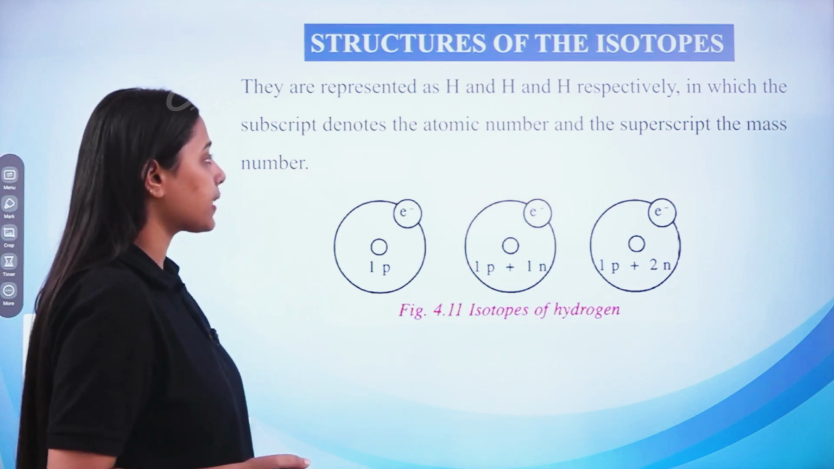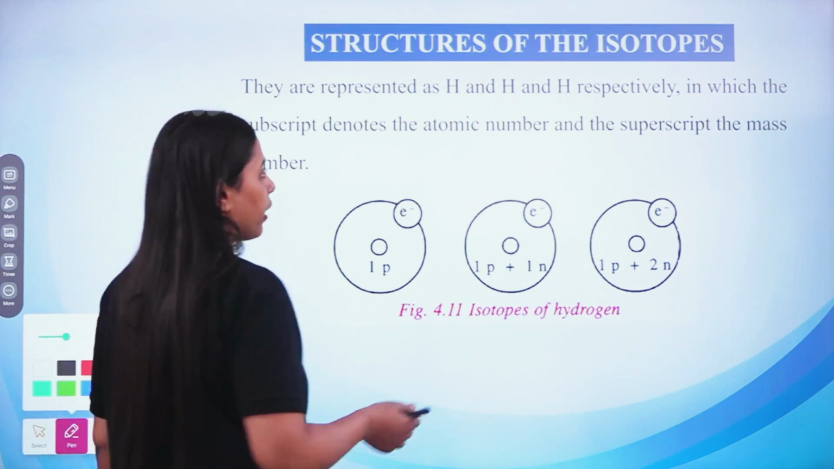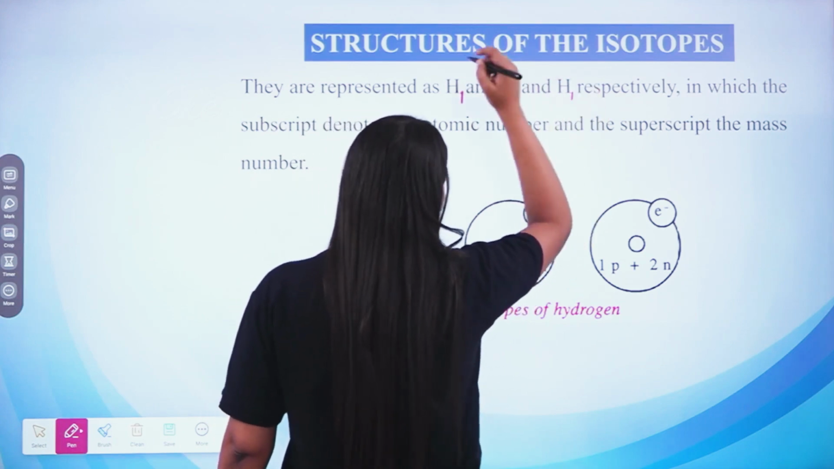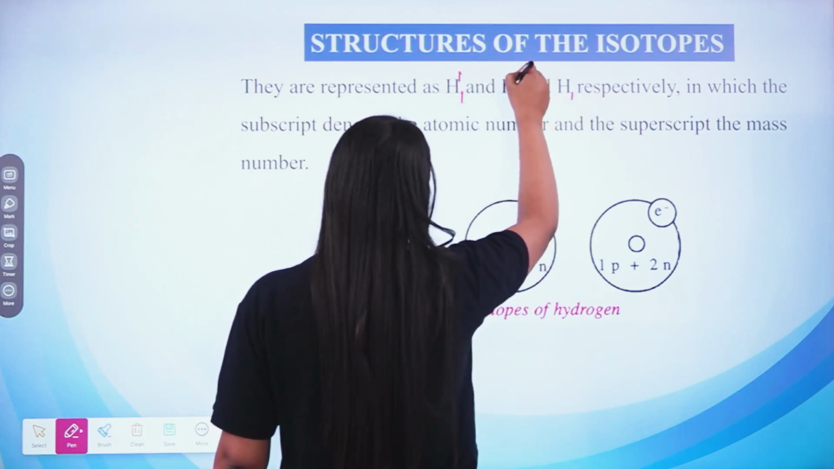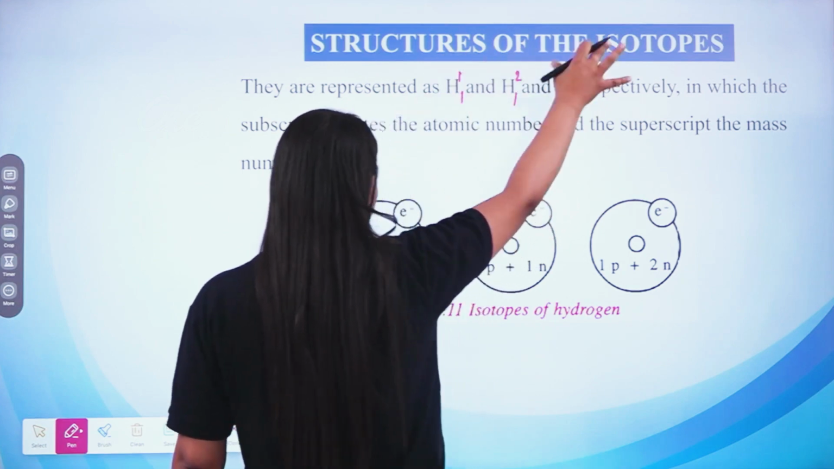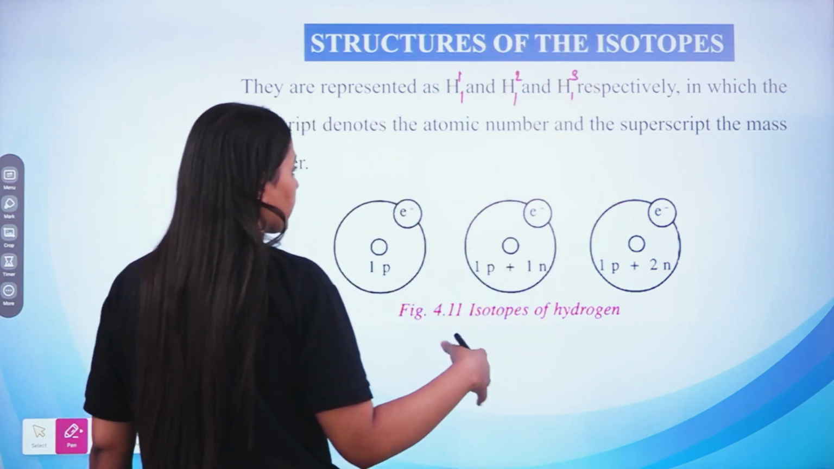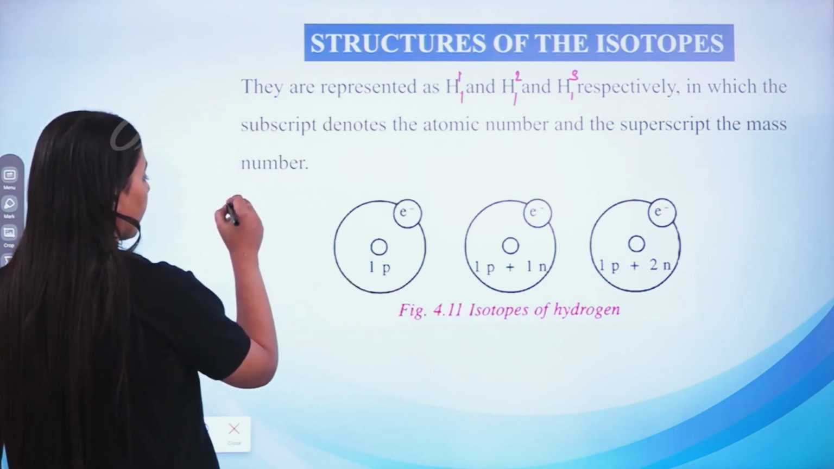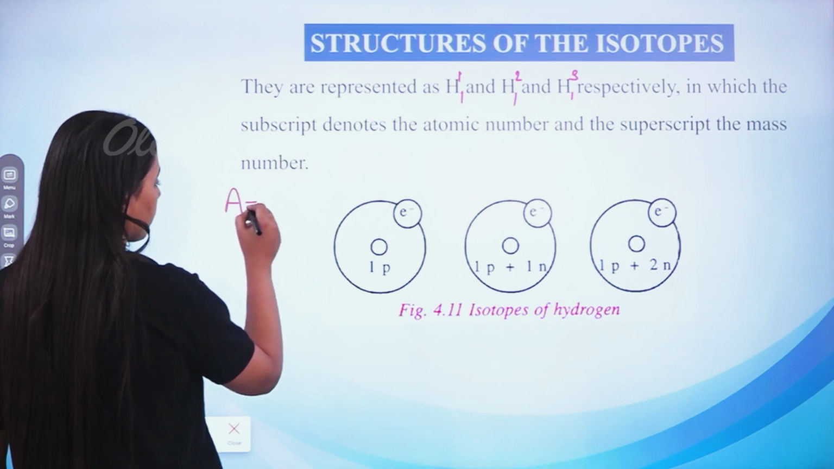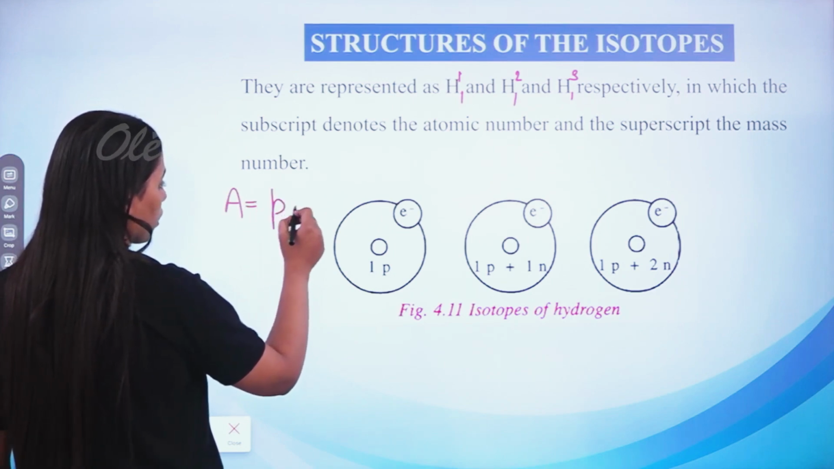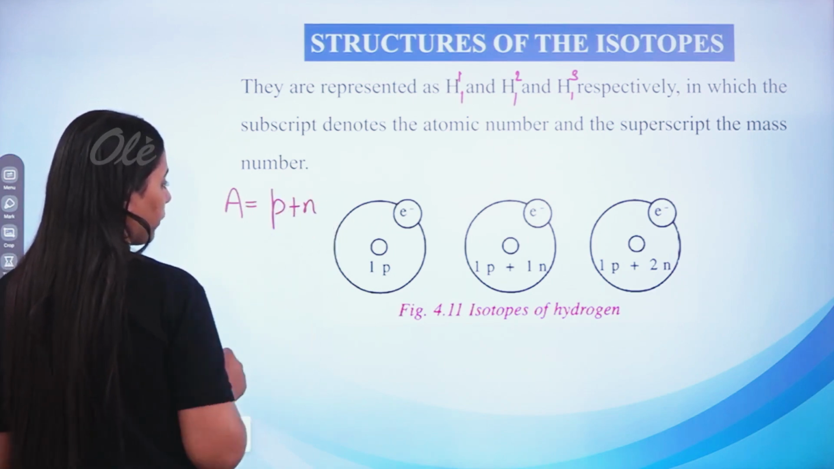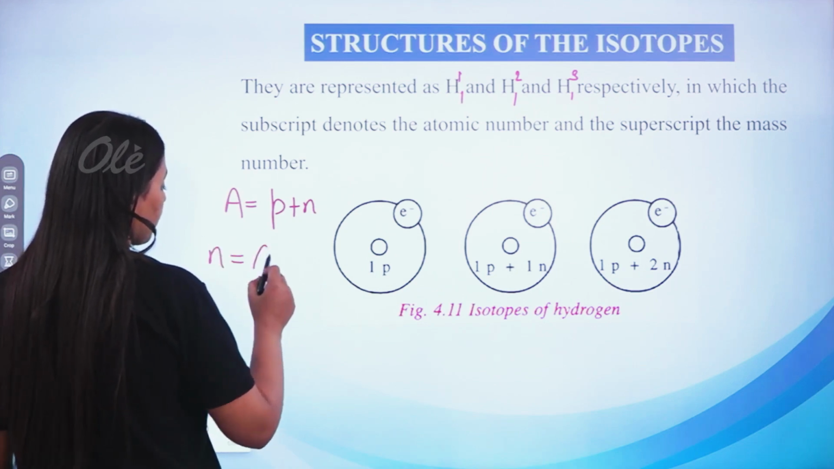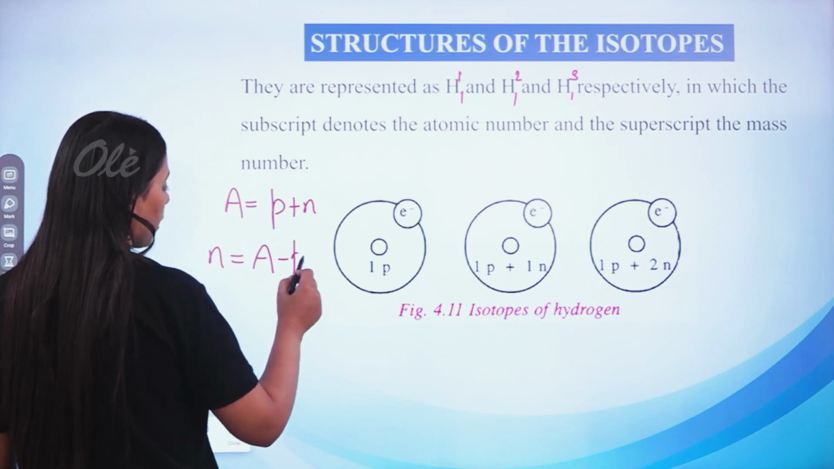These are represented as H, H and H, where you write subscript 1 in all, and superscript 1, 2 and 3 representing the masses. Okay, so how are we saying that they have different neutrons? We know that atomic mass is equal to the number of protons plus the number of neutrons of an element. So if you want to calculate neutrons, you subtract protons from the mass.